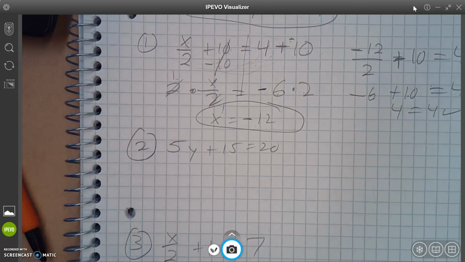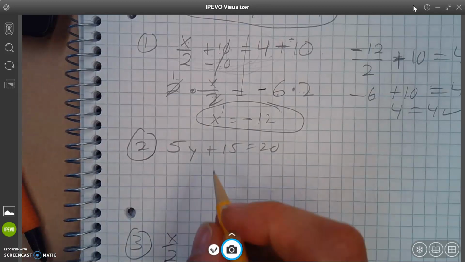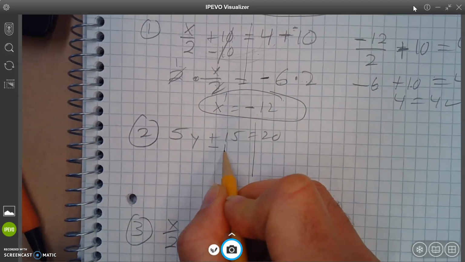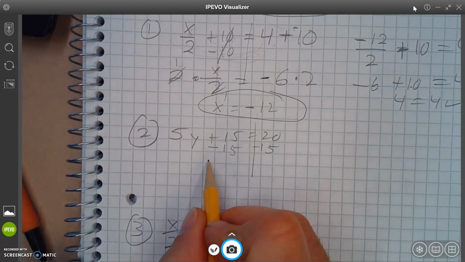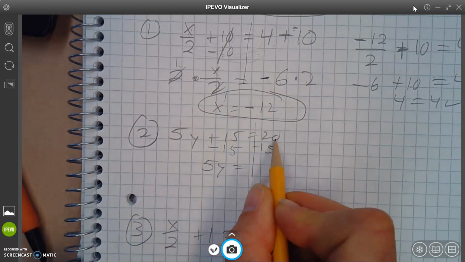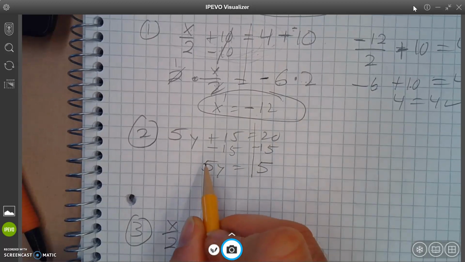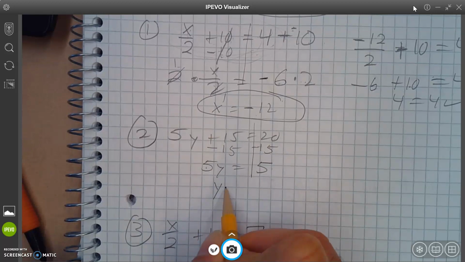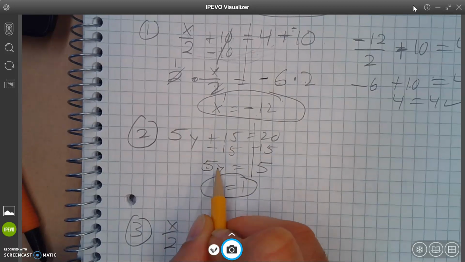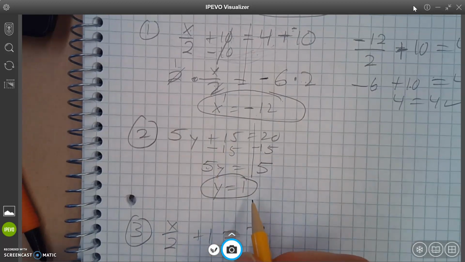Try it on your own. Pause the video. Ready, set, go. All right, let's see. So subtract 15 on both sides. So 5y equals 20 minus 15, which is 5. 5 times what is 5? That would be, yeah, 1. 5 times 1 is 5. There we go. Got it.